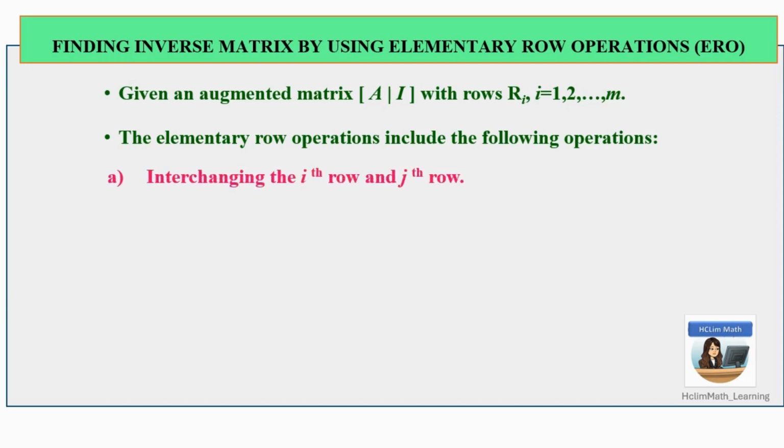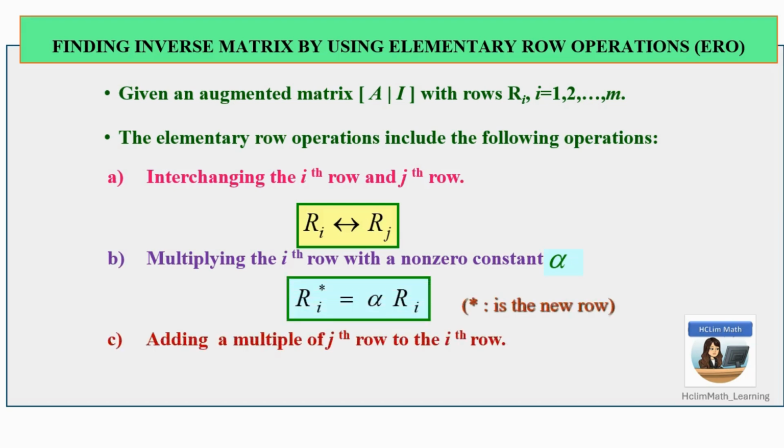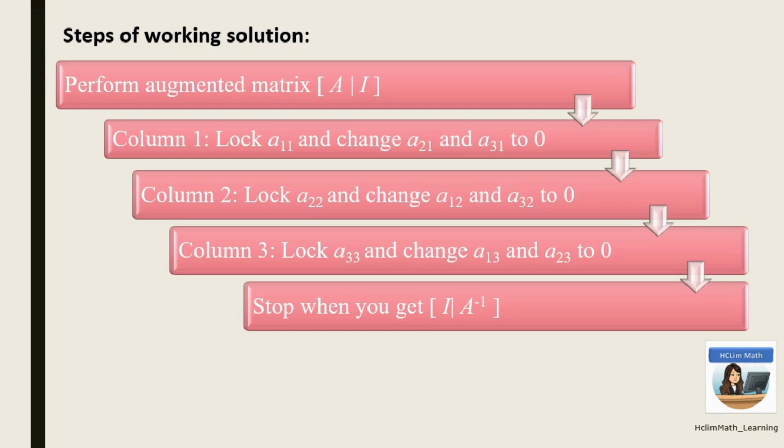First, you are allowed to interchange the I row and the J row. Secondly, you may multiply the I row by a non-zero constant. And thirdly, you are allowed to add a multiple of the J row to the I row. Well, what is the proper working solution step?